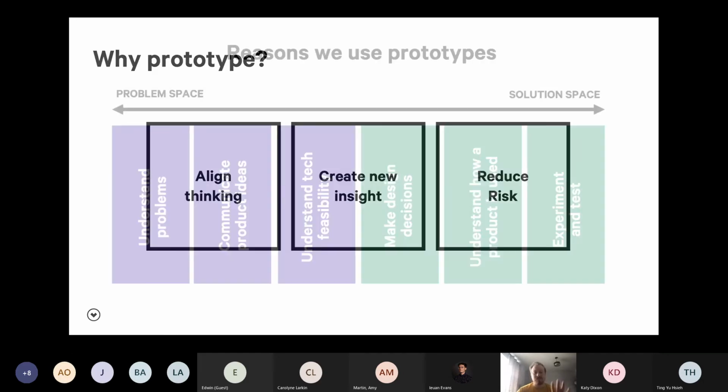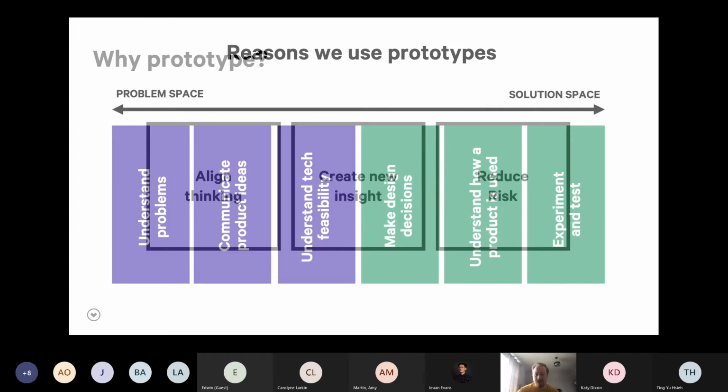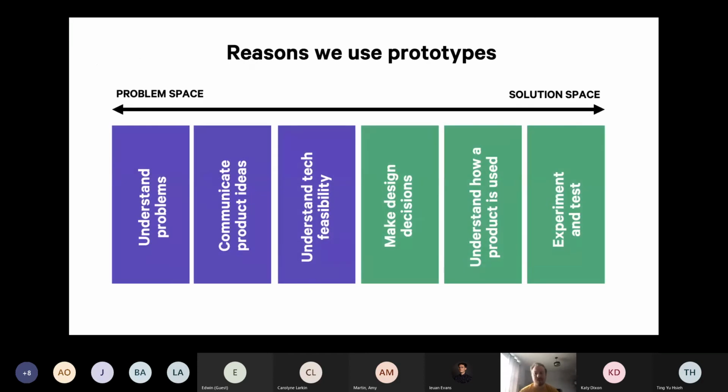We can make prototypes as research tools, and we can make prototypes as solution tools. So we could make an artifact to prompt conversation with users when we're doing interviews. That could be a thing that we make that helps us gather insights. It could be a prototype that helps us make decisions. There's opportunity for making things all the way from start to finish.